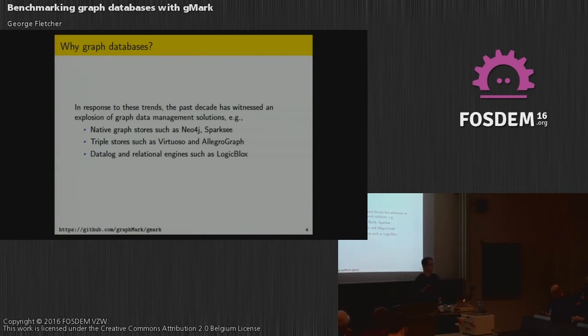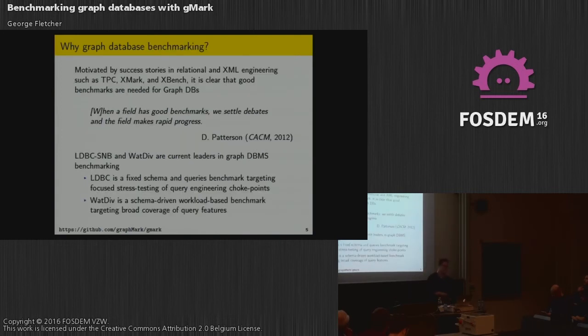By graph databases, I also think there's not much need for motivation. They are the response to these large collections and also increasingly sophisticated analytics on the graphs. The past decade has witnessed an explosion of graph data management solutions. Right? Native graph stores, triple stores, a revival of interest in Datalog and relational approaches to graph databases. Okay, so graphs, graph databases, why benchmarking?